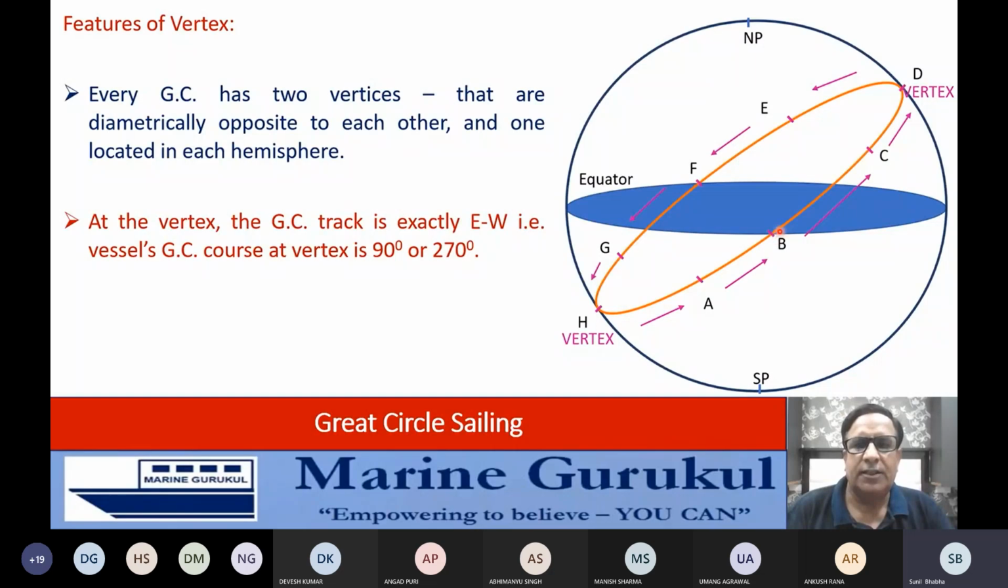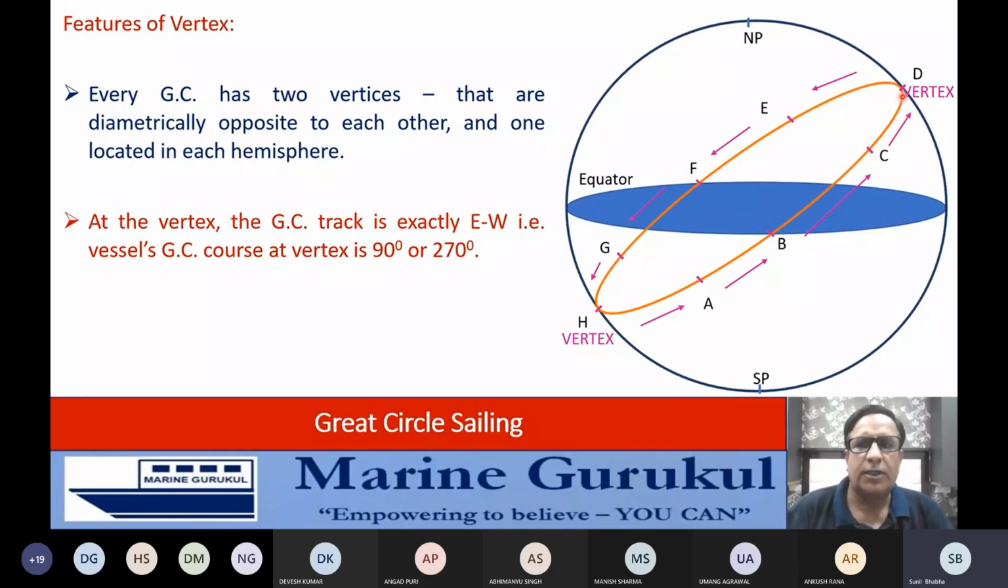Now, to understand this, let's have a look at the highlighter moving along this great circle track, and we can see as it is moving along the great circle track, the northerly latitude is increasing. And we all know that this increase in northerly latitude is because of a northerly component in the course. And of course, this northerly component is continuously changing. What do we see as the vessel goes past point D, that is the vertex? The vessel's northerly latitude starts decreasing.